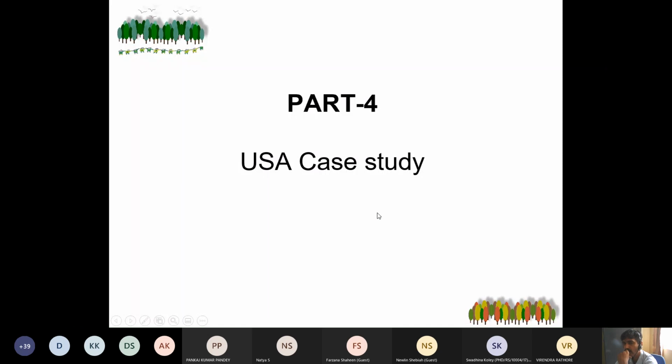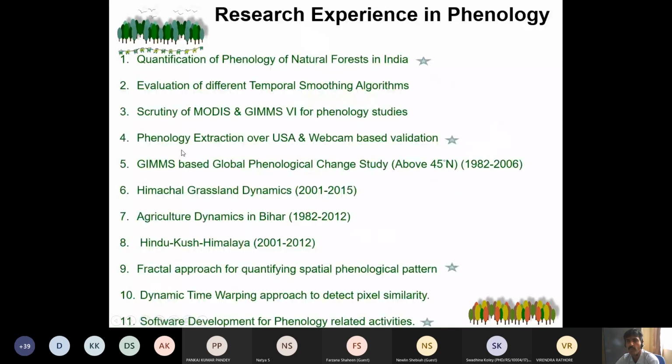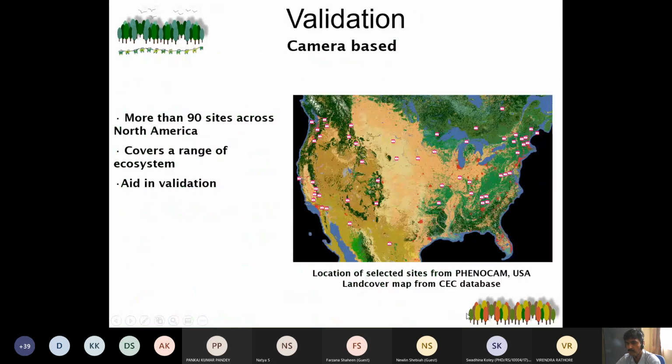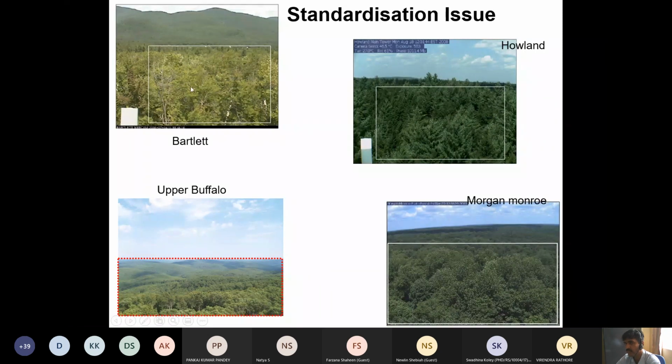We have also done some case study over the US. Wait a minute, let me see. Yeah, US is there. So what we have done, these are the phenocam locations in the USA, right? I have already shown these different locations. When we try to convert this image into vegetation information, you have to avoid the sky. That means you have to cut out these images, okay? You have hundreds of images. Every day you have images.